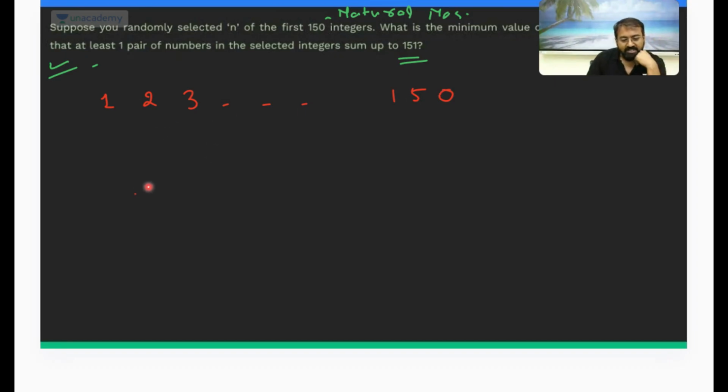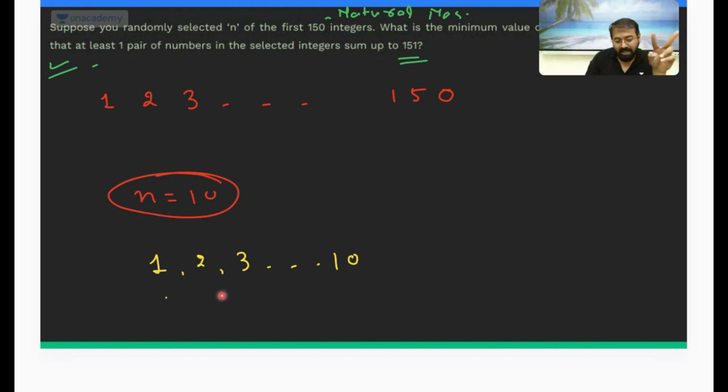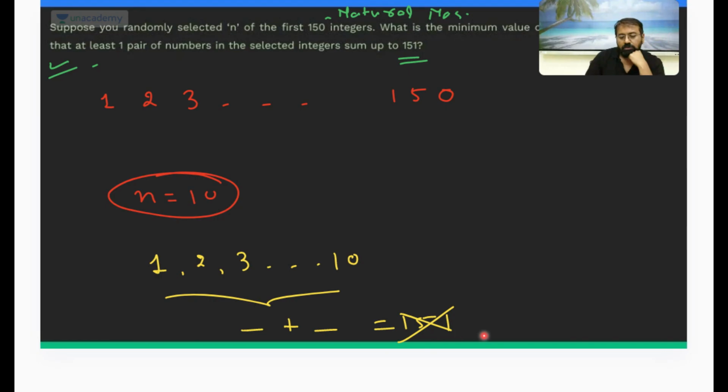Suppose I selected 10 numbers. Now these 10 numbers are 1, 2, 3, 4 up to 10. Will I get any pair out of this? Will I get any pair whose summation is 151? No, I'll not get it. Do you agree with this?